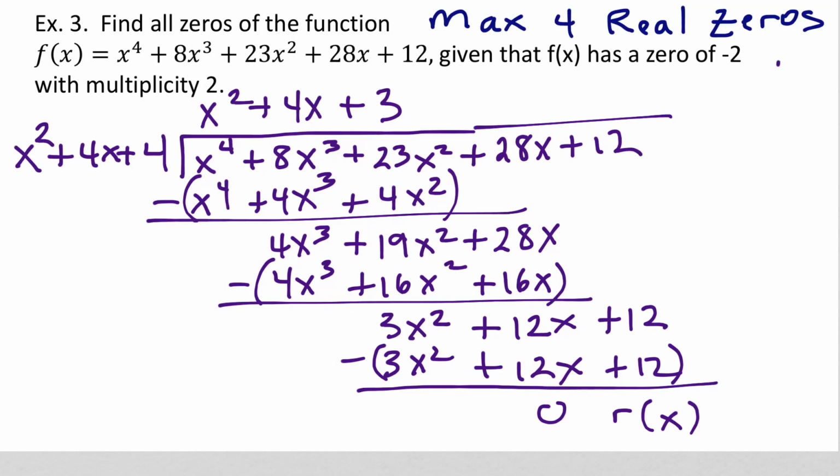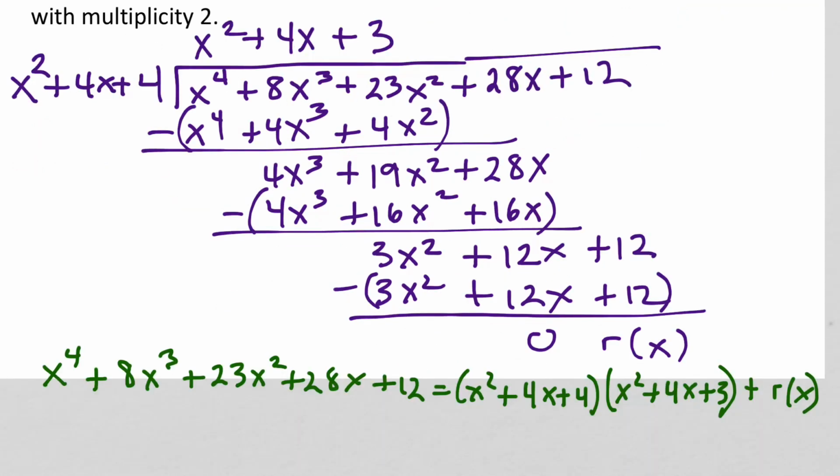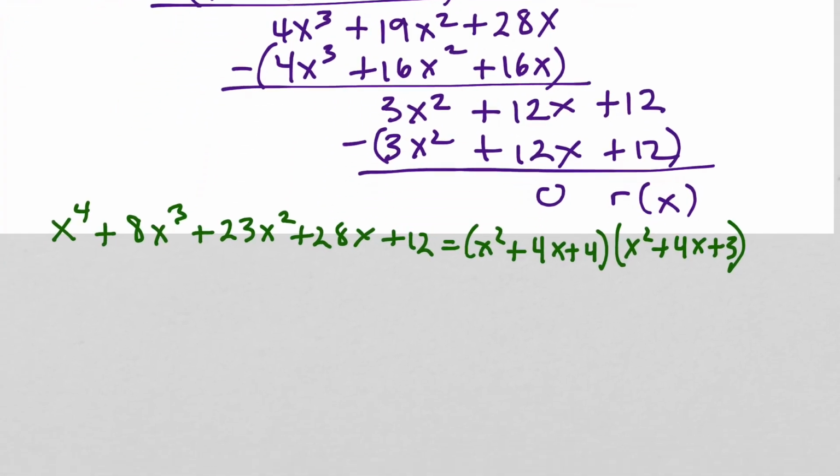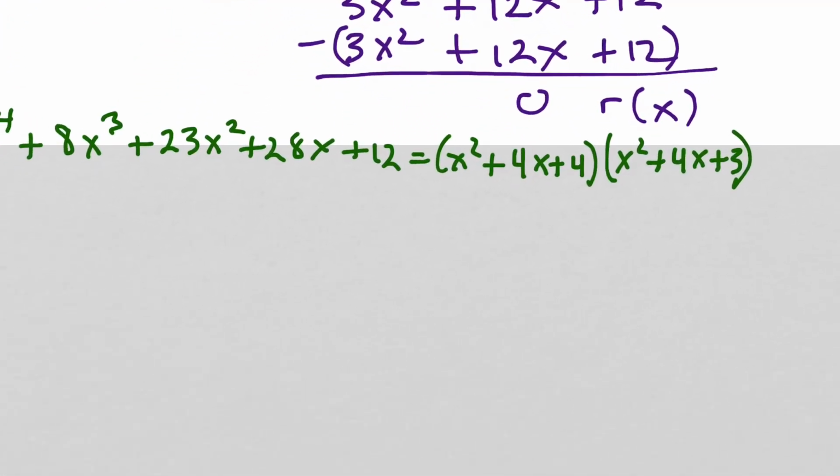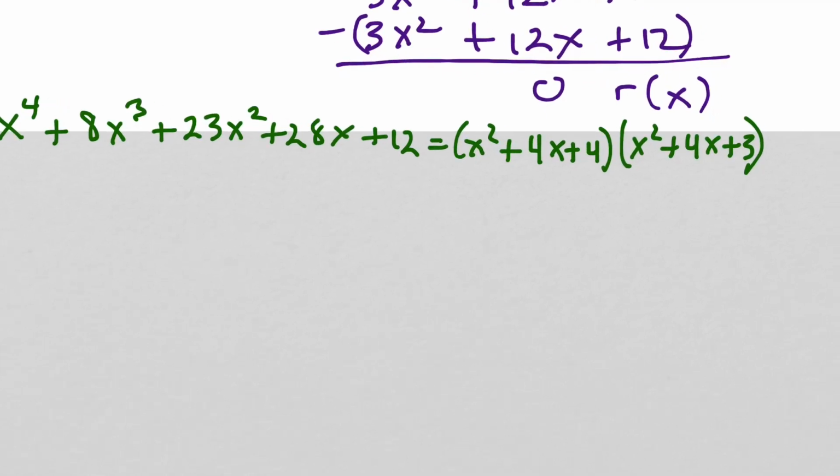So I can rewrite that. My original function is equal to our divisor, d of x, times our quotient, up here now, plus the remainder, which in our case was 0. So I've rewritten my function as two factors multiplied together.